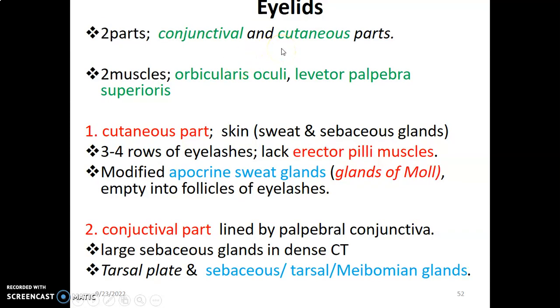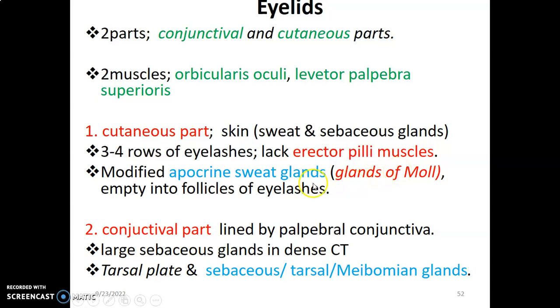Then the conjunctival part of the eyelid is lined by palpebral conjunctiva, and it contains large sebaceous glands. Cutaneous part had sweat glands. Conjunctival part has sebaceous glands in dense connective tissue. Then we also have the tarsal plate made up of tarsal glands or the meibomian glands, which are sebaceous glands. So the cutaneous part has glands of Moll, and the conjunctival part has meibomian glands, which are sebaceous.